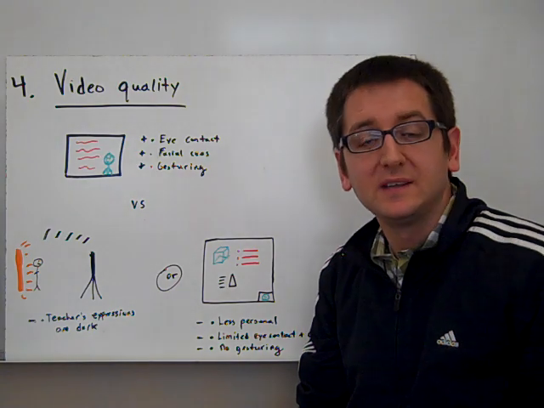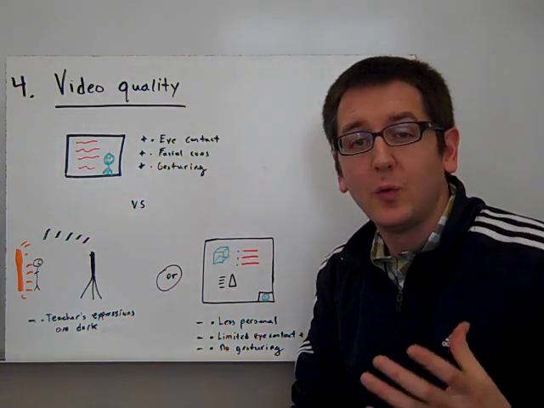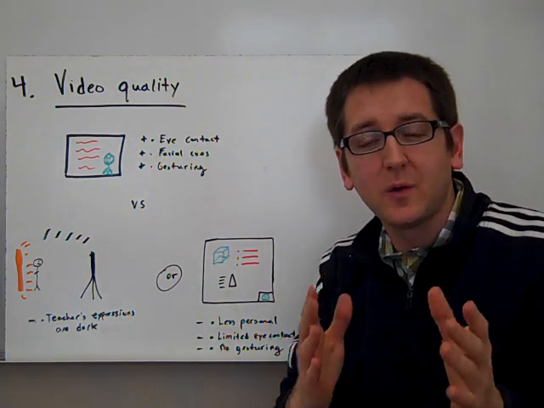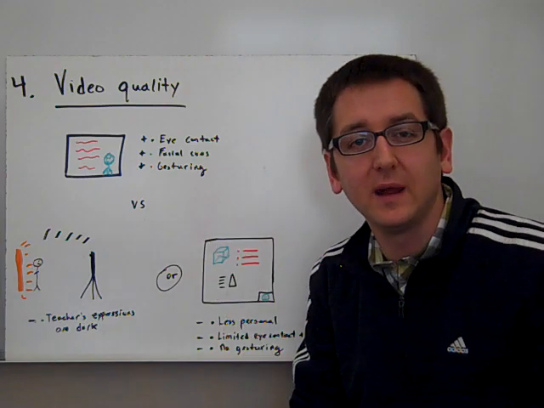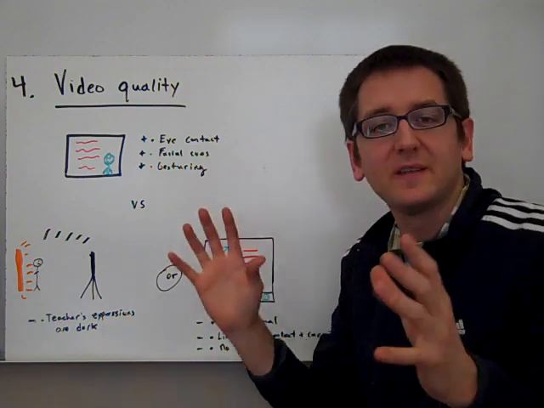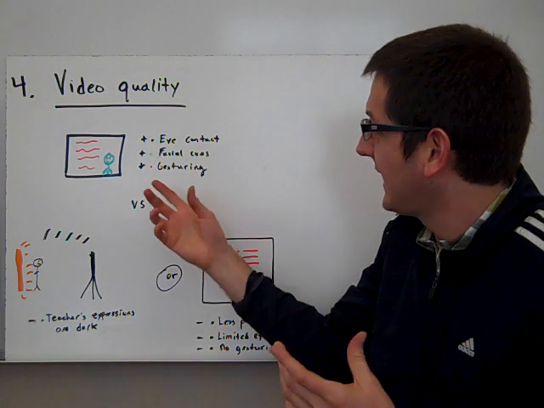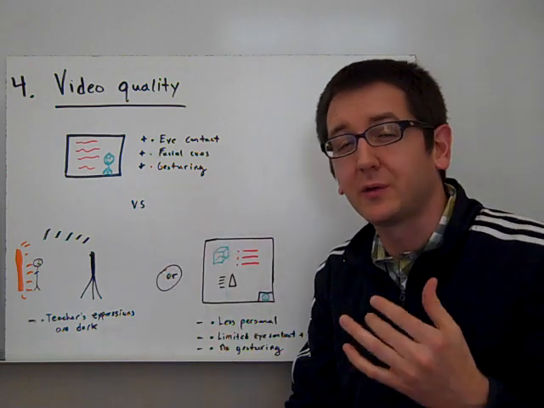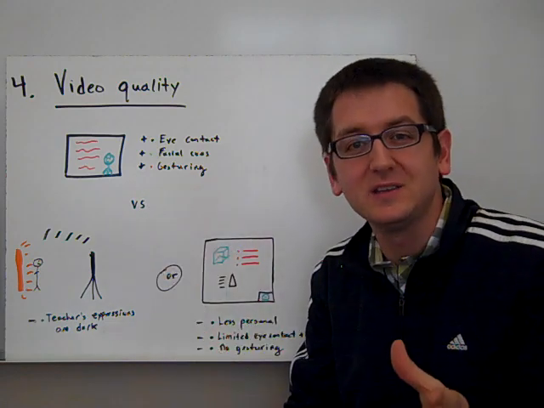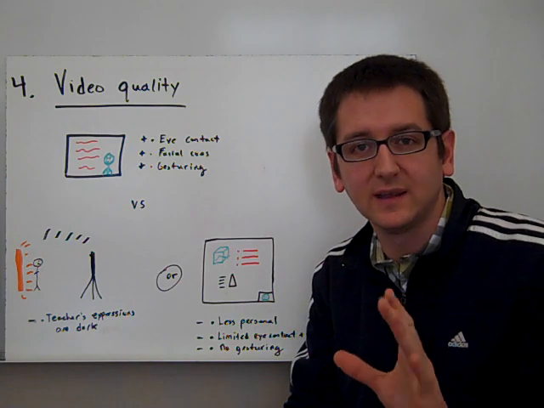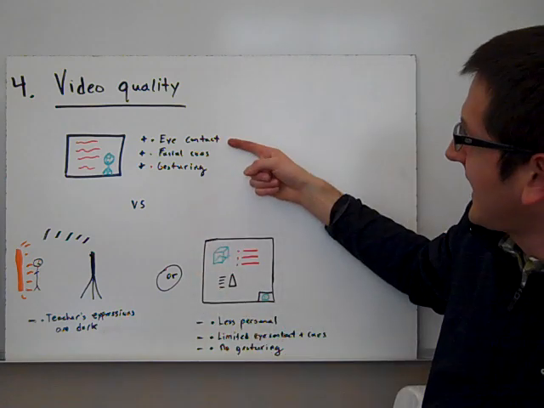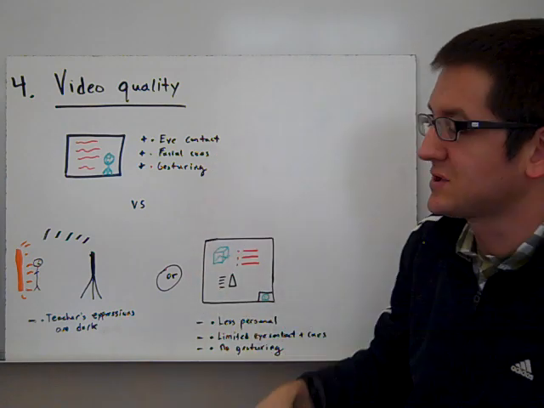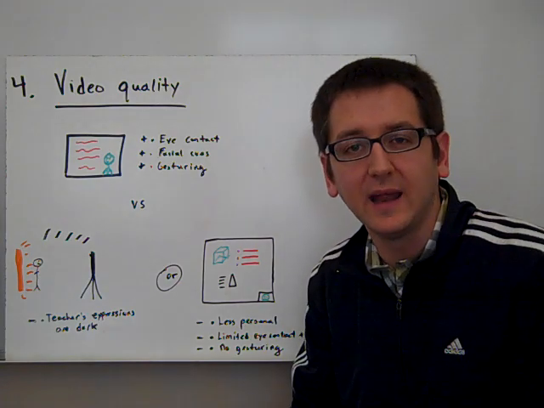Number 4 is video quality. And we really like this video quality that we create with the one-take video. It's nice, close, personal, everything's bright and can be seen. And from the research, in order to create really engaging and powerful lectures like this, we need to utilize eye contact, facial cues, and gesturing to keep the audience engaged.